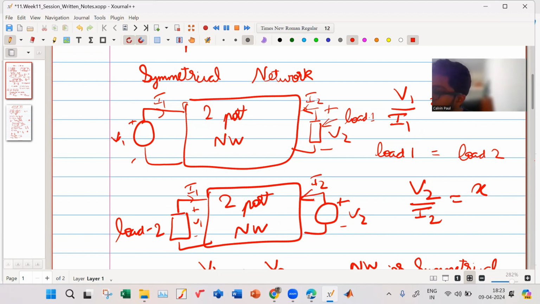So when you're doing Z parameters, your load is infinite. So the load at both this port and this port is infinite, and your input is V1. In the next case, your input is V2. Your inputs can change. Your V1 should not be equal to V2; that is not mandatory. But the loads should be equal. So this one I missed. Your load 1 should be equal to load 2. That is the condition. So in Z parameters, your load is infinite.